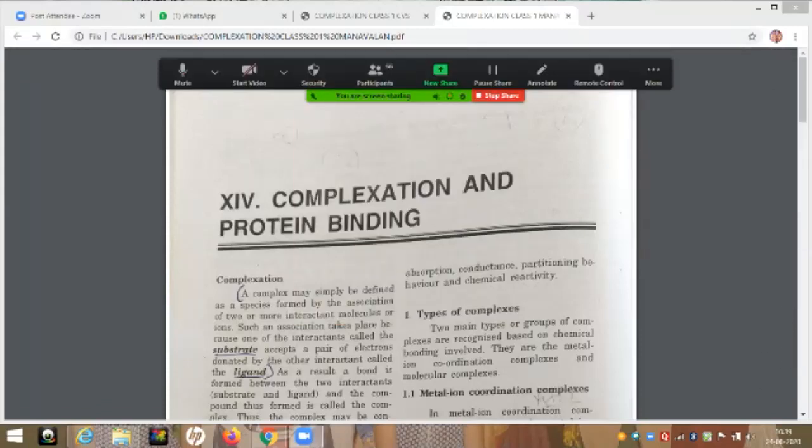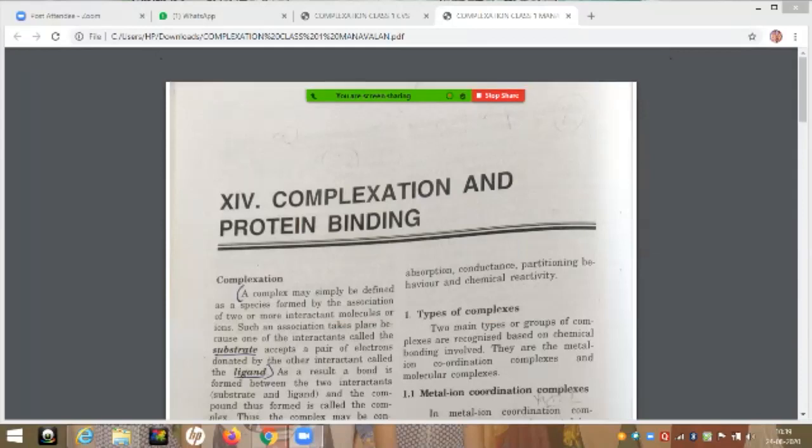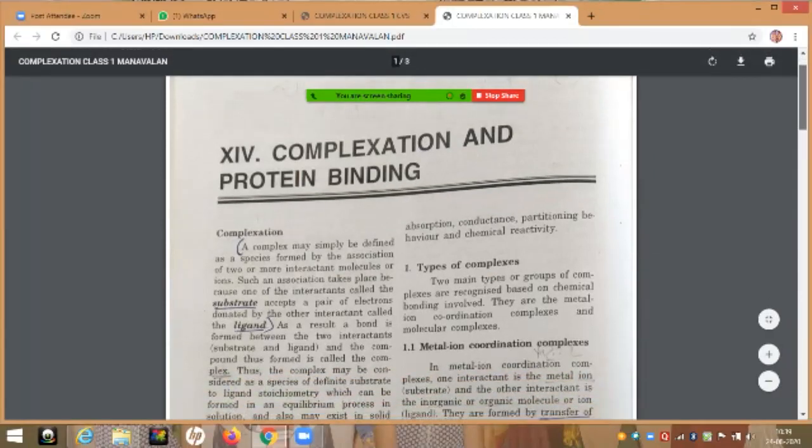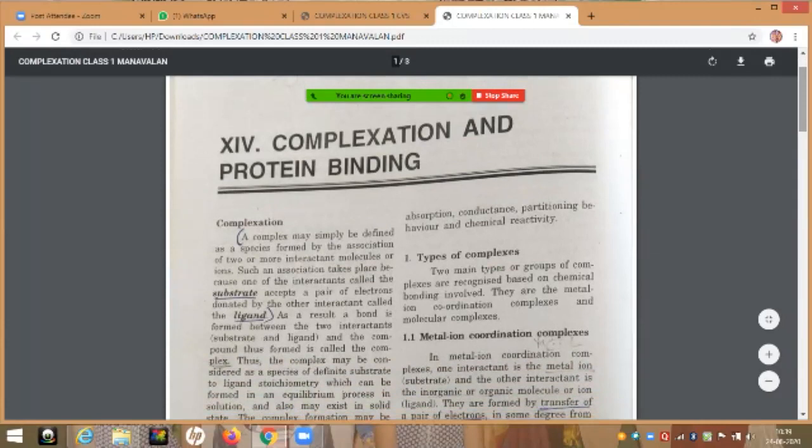Getting my point? So, now first of all, we have to study what we mean by the term complex. See, here I have sent two PDFs. The textbook, that is Manavalan, I find actually very simple and easy for you to understand the basics or the introduction part of complexation. So those definitions I'm going to refer from this textbook, that is Manavalan.